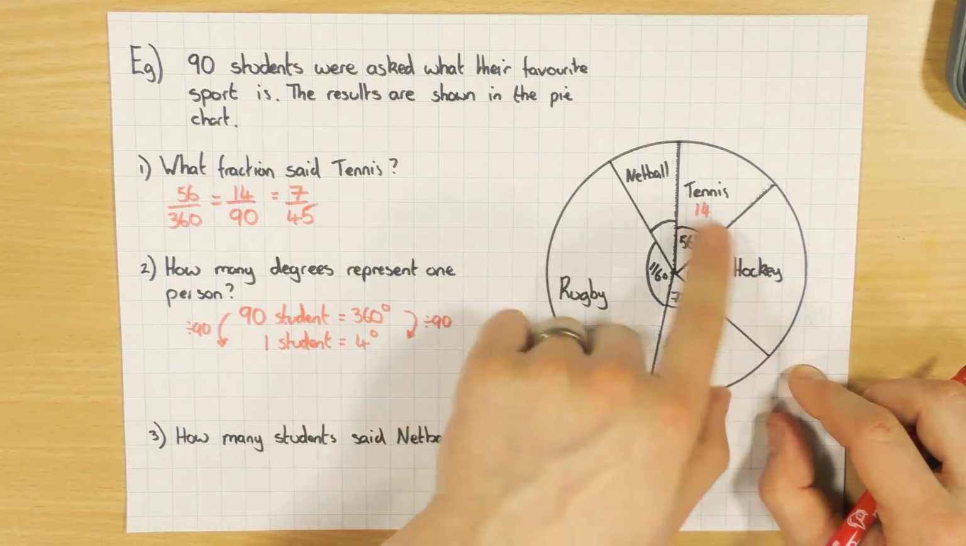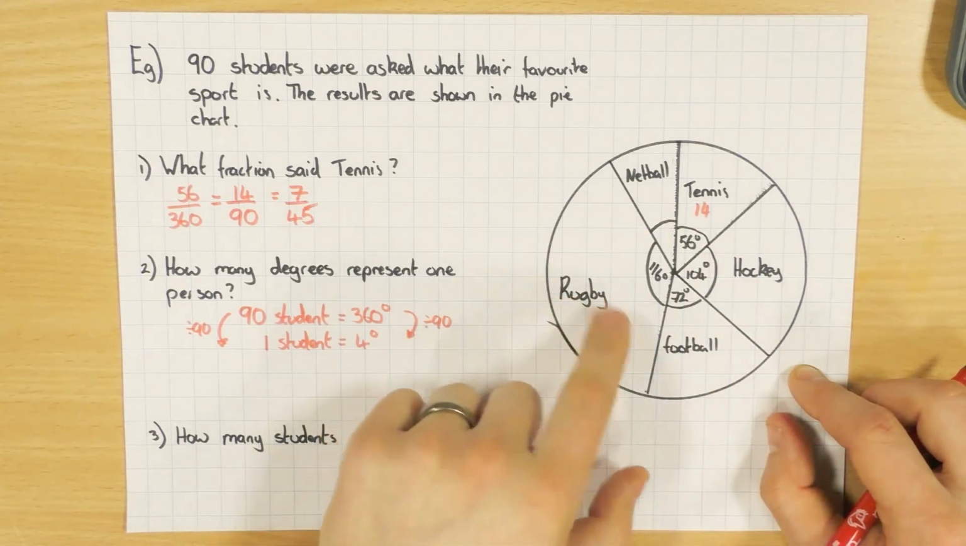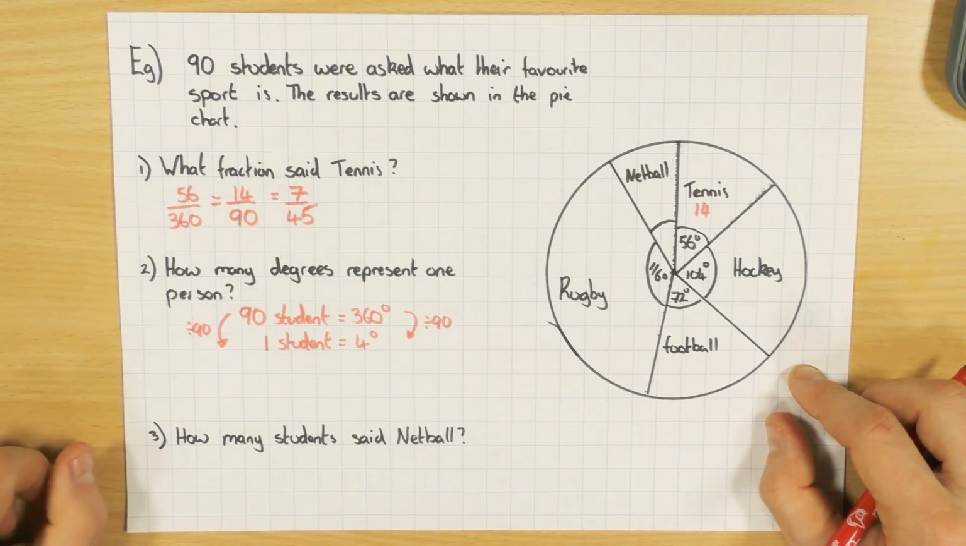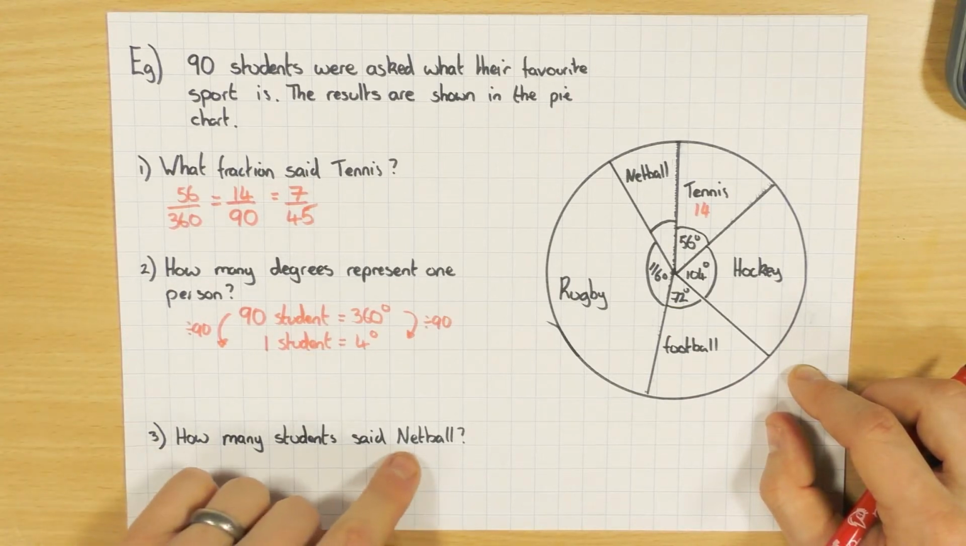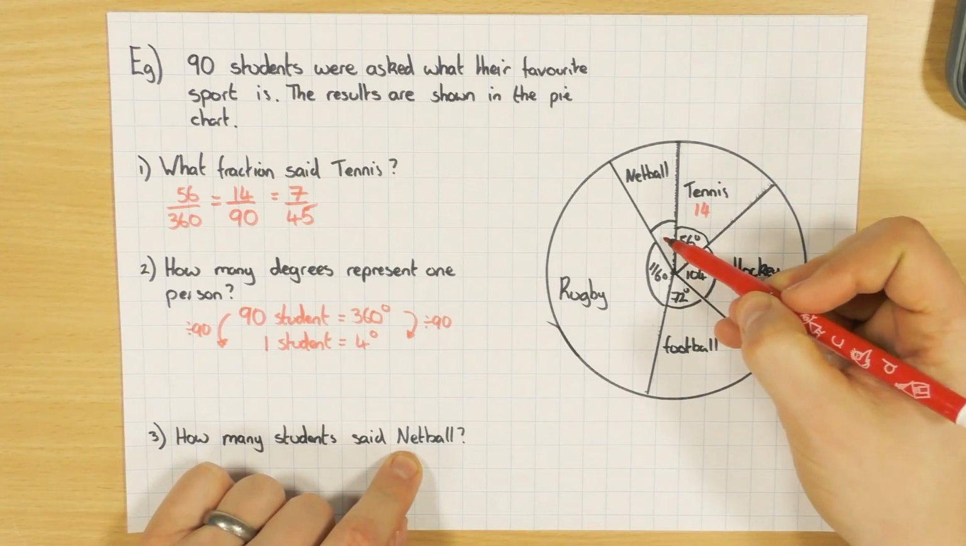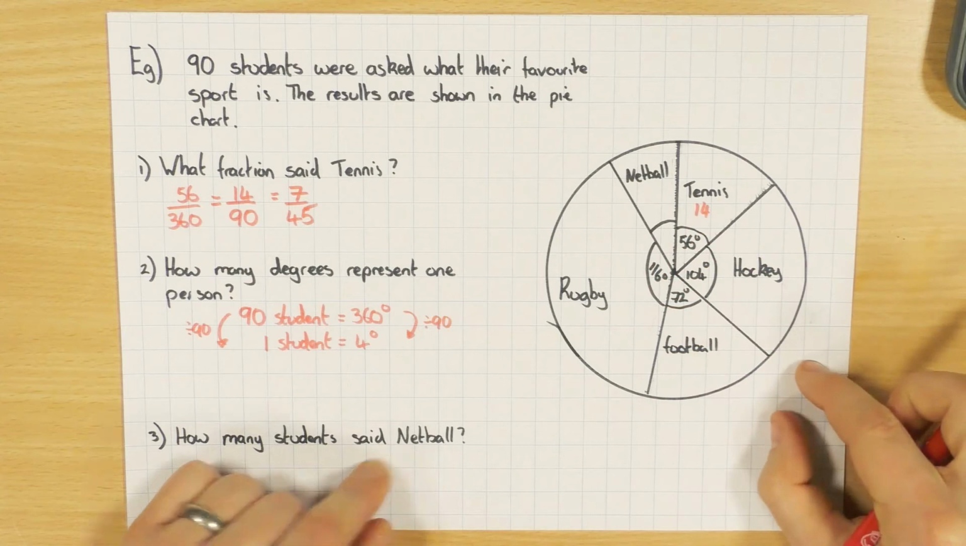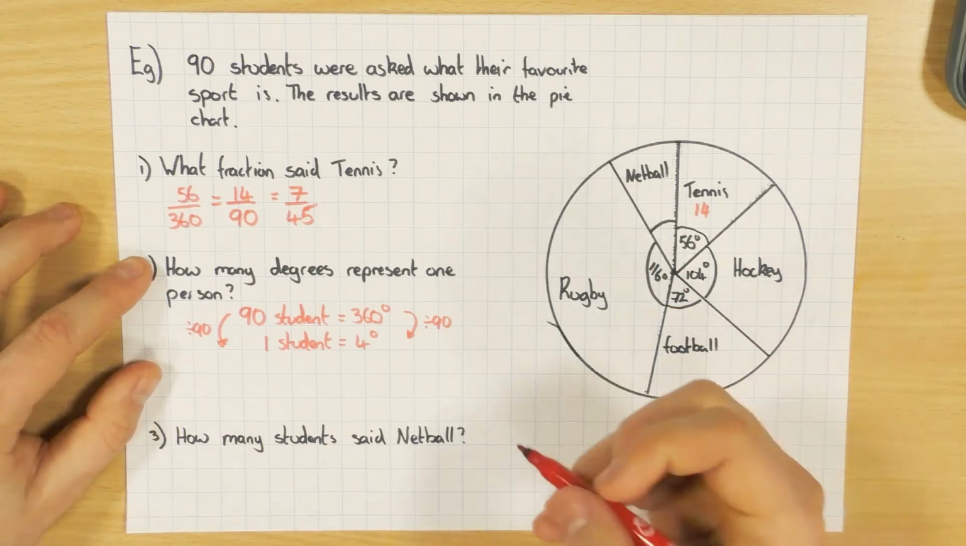And again, you can work out how many people said for each sport if you want to. I'm not going to do that now because I've done it in the previous example. How many students said netball? And there's no angle for netball. Okay, it's missing. But we know that all of these should add up to 360 degrees.